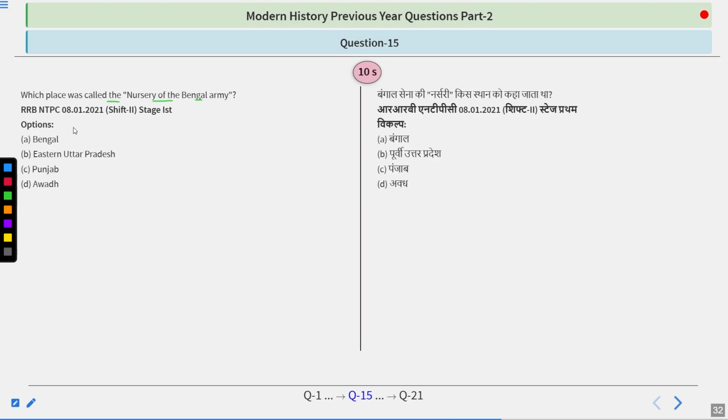Which place was called the nursery of the Bengal army? Bengal, eastern Uttar Pradesh, Punjab or Awadh? Try to find out the answer.